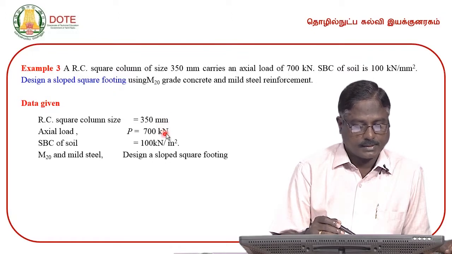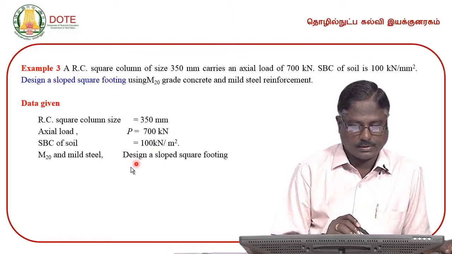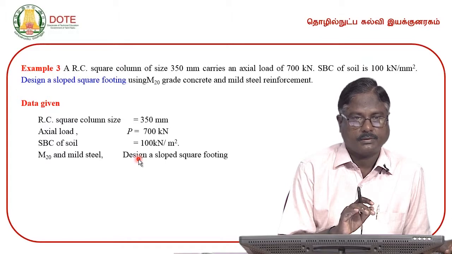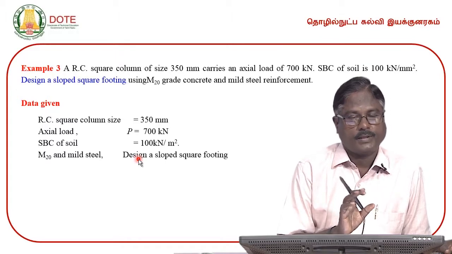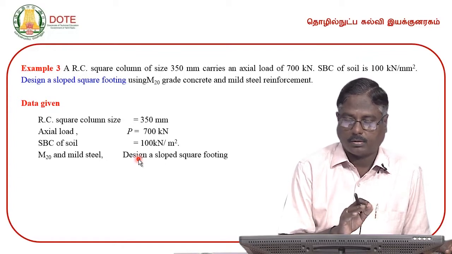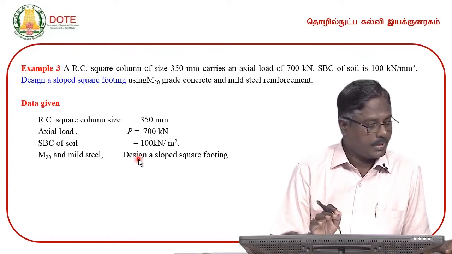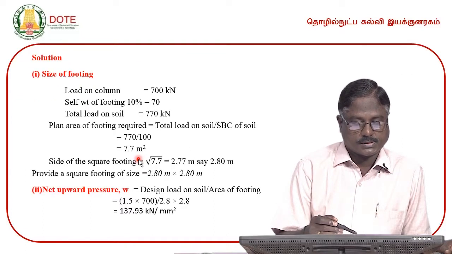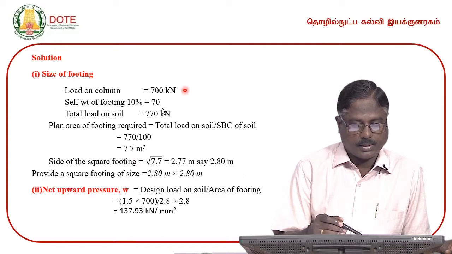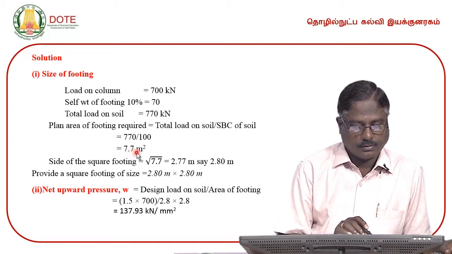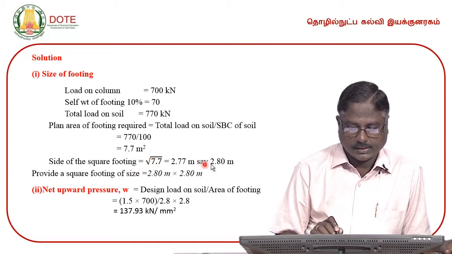So, the column size, axial load, safe bearing capacity of soil and the grade are given, and we are asked to design the footing. Again, design means we have to give the plan size of the footing, total depth of the footing, and area of steel in both directions, shorter as well as longer, in terms of diameter of the bar and number of bars. So, this is the load on the column; add 10% for the total load on soil, get the area of footing, take the square root, and get the side of the footing.